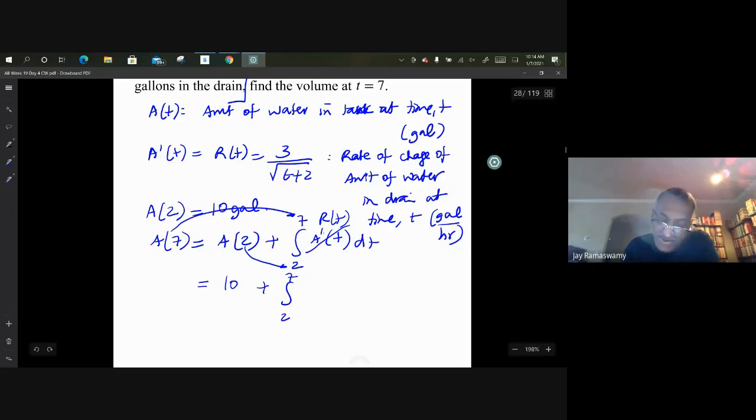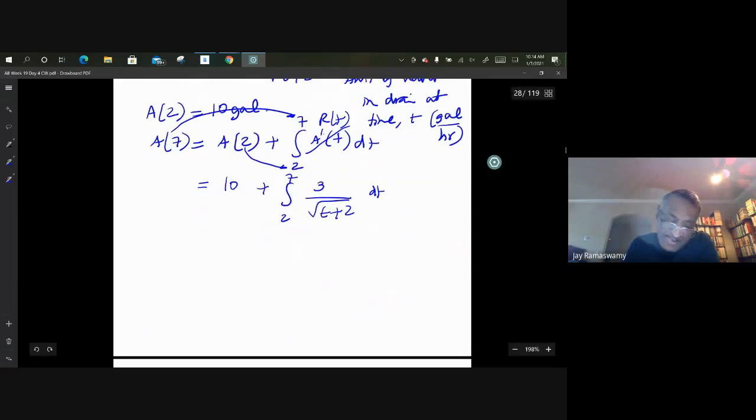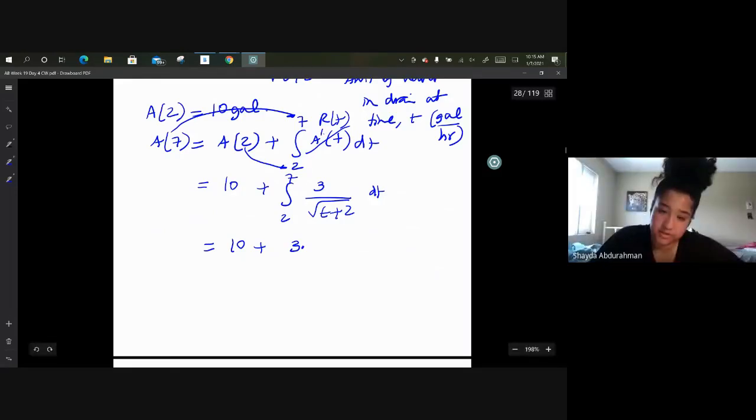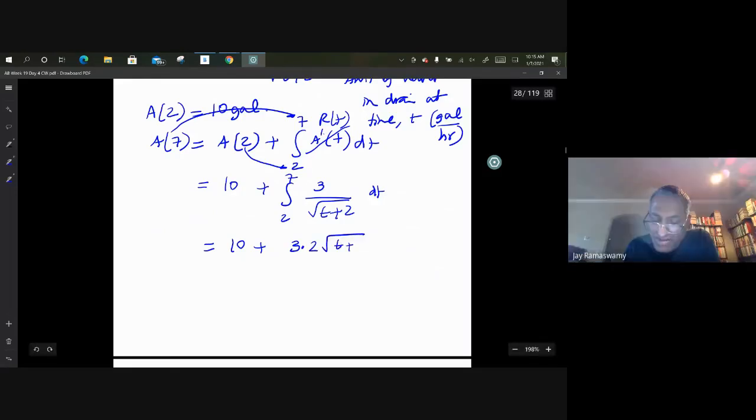And that's 3 over radical T. This one can be integrated by hand. Not every question do I want you to use a calculator. Let's just do the integration. What's the integral of 1 over radical T? 3 times 2 radical T over 1, lower limit 2, upper limit 7. Stupidly simple.